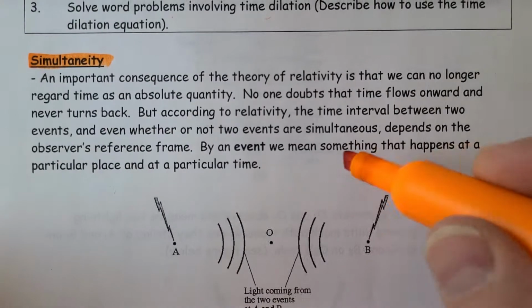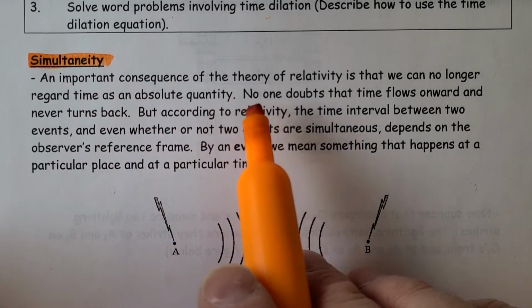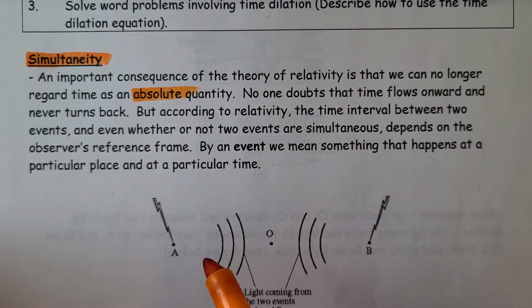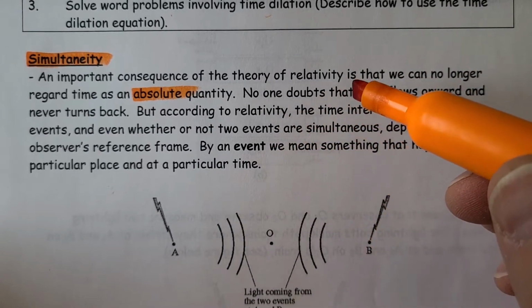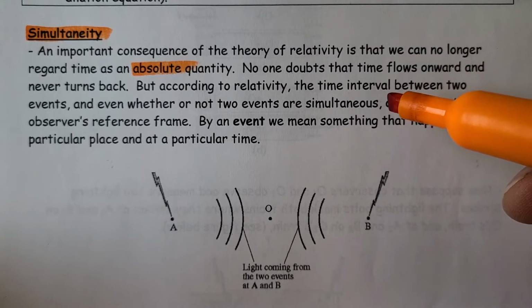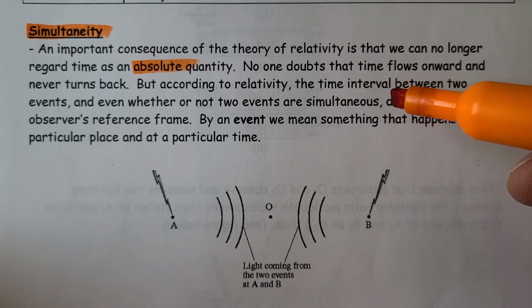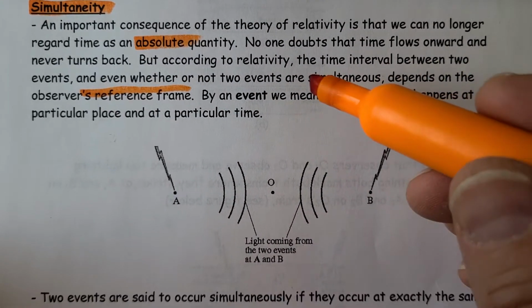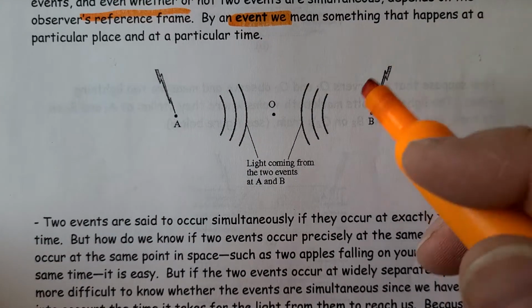So first of all, simultaneity has the word simultaneous. That's what it's referring to. An important consequence of the theory of relativity is that we can no longer regard time as being absolute. No one doubts that time flows onward and never turns back, but according to relativity, the time interval between two events, and even whether two events are simultaneous, happen at the same time or not, depends upon the observer's frame of reference. And by event, we are simply referring to something that's happening at a particular time.